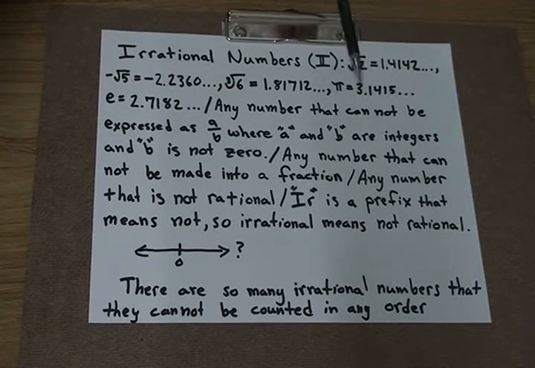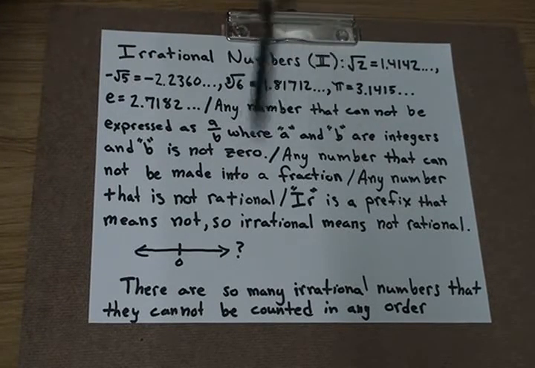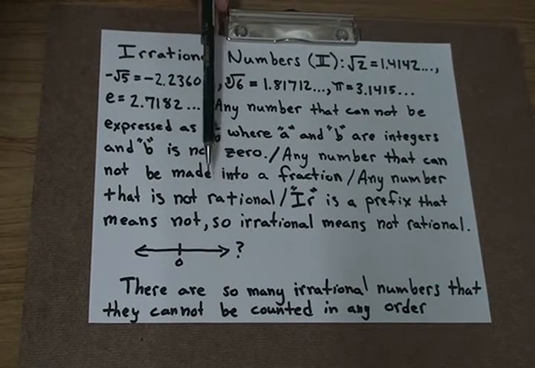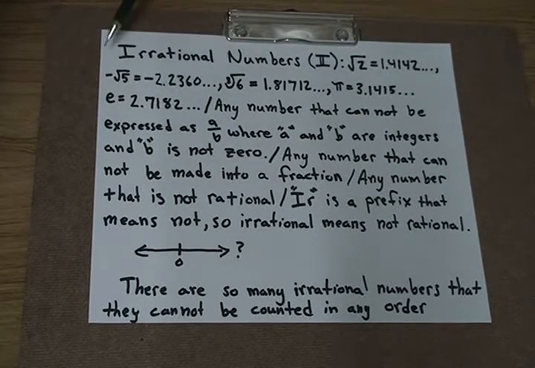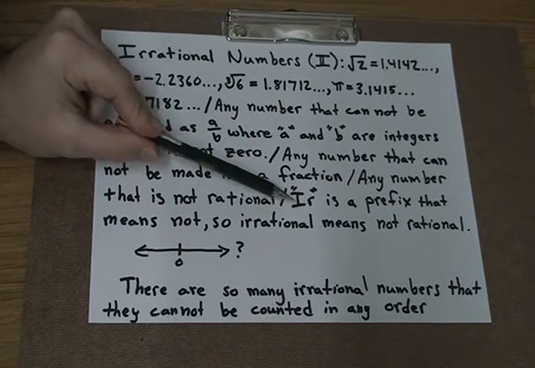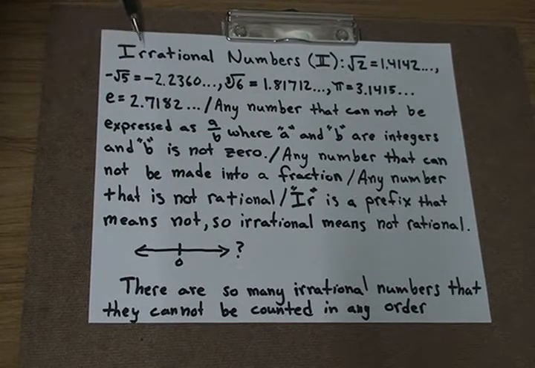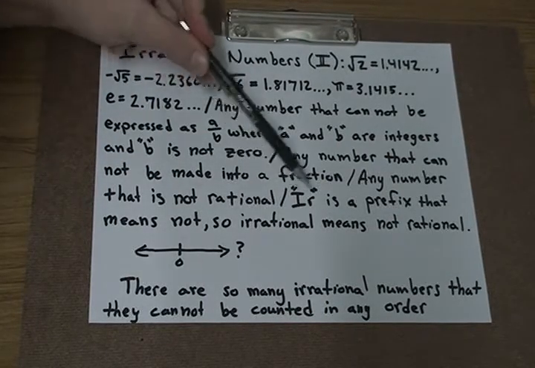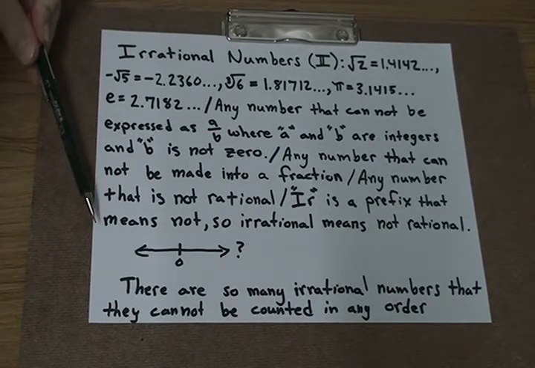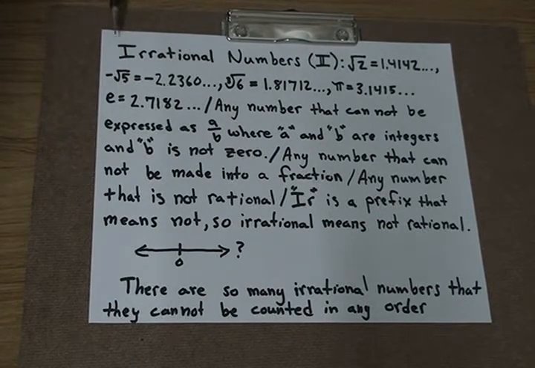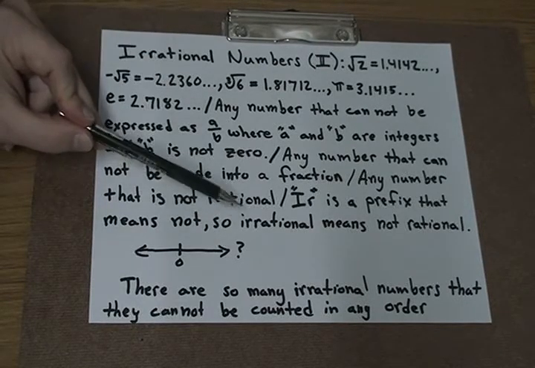Well, how are we going to help us to remember it? Well, the mathematical definition is any number that's not rational. But to help us remember it, we see the prefix ir in front of rational. Ir is a prefix that means not. So the word itself is irrational or not rational. So irrational means not rational.